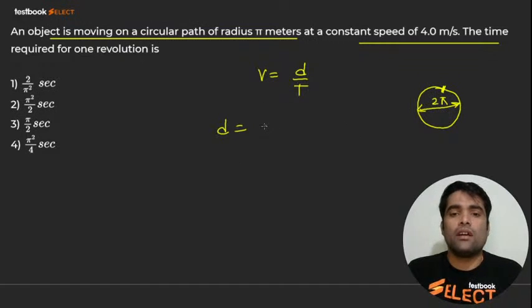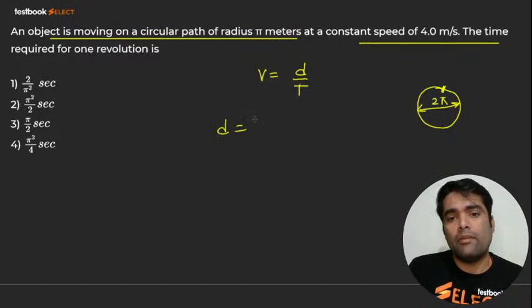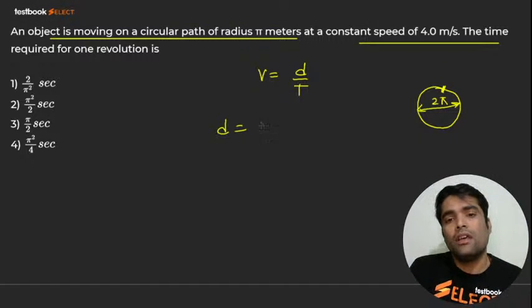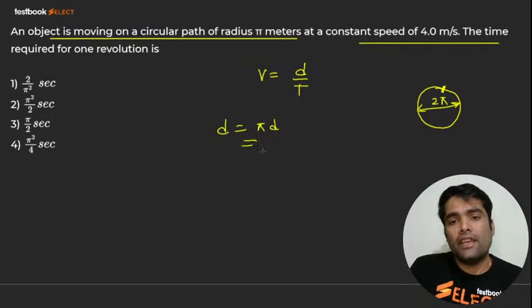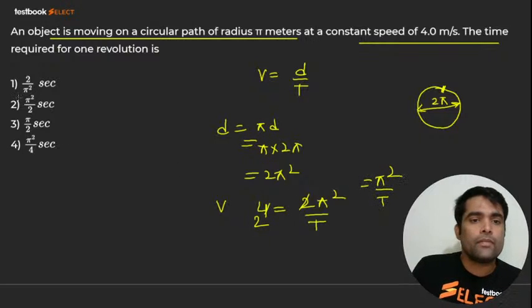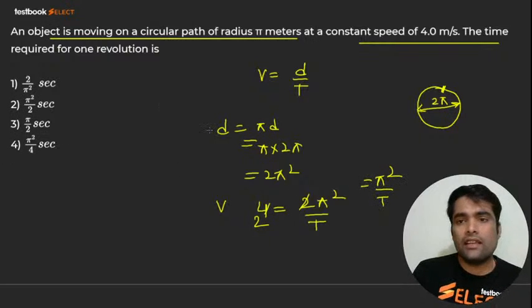So distance we are going to cover, that will be what, my dear? Perimeter of the circle, that is pi into d. And d is what, my dear? Pi into 2 pi, that will be 2 pi square. And my dear, velocity is what? It is given 4, and distance is given 2 pi square by t. So 2, that is, pi square by t will be the answer. And t is given, I think.